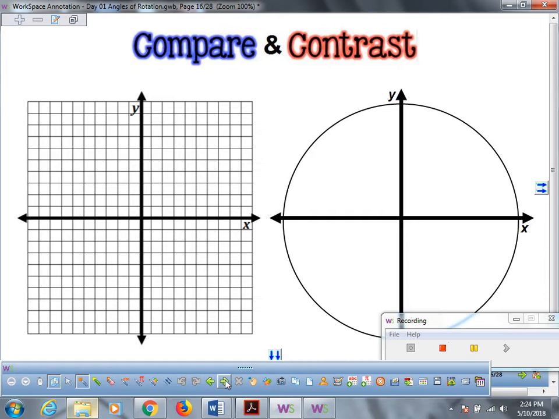What'd you come up with? You know what? That may sound simplistic, but it's not. One's a square, one's a circle. They're both graphs. One's a circular graph and one's a square graph. What else? Christian? They both have an X and Y axis.